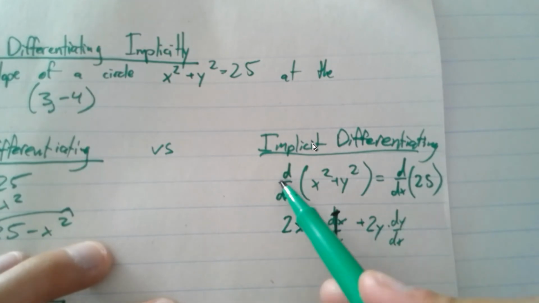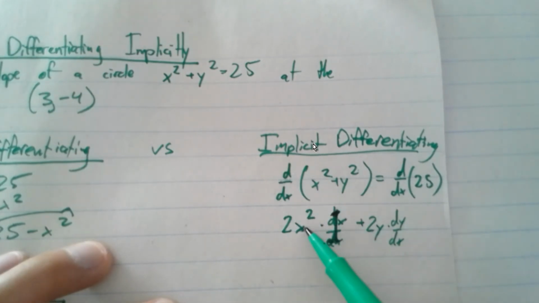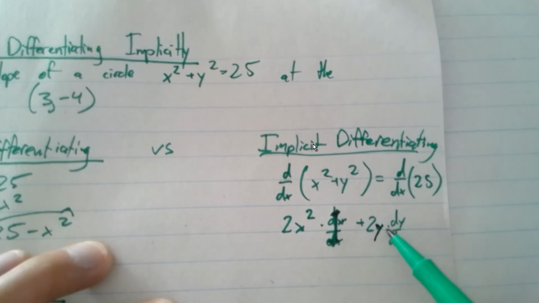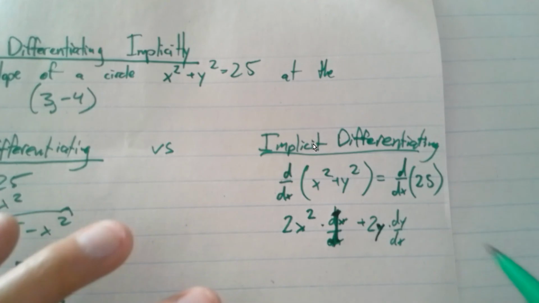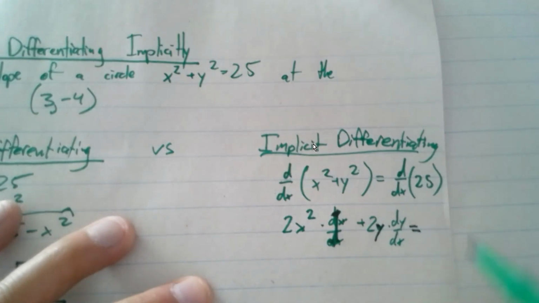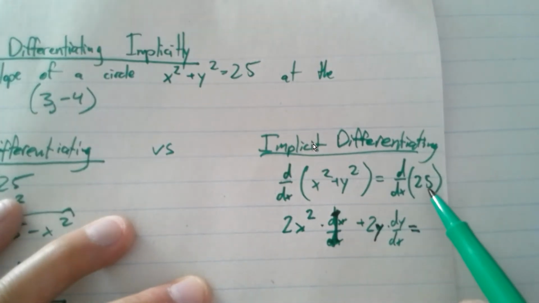If you're taking it with respect to x, you don't have to take the derivative of x with respect to x. You do need to do it with y, because I told you, there's an actual equation within y that is equal to stuff concerning x, okay? What is the derivative of the constant 25?